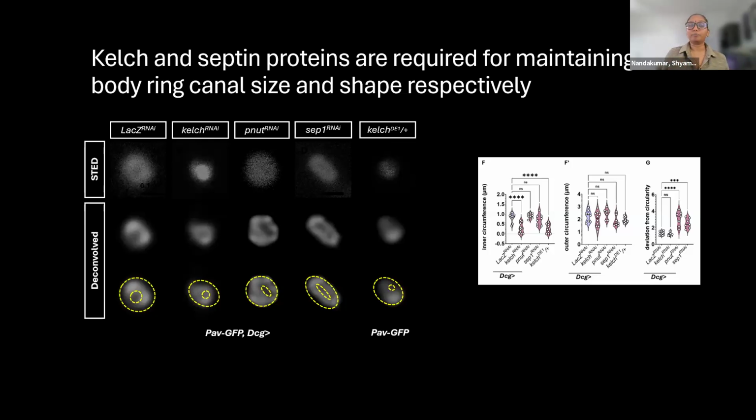And this suggests that all of these proteins are somewhat important to maintain both the size and shape of the ring canal, and that it's probably actively maintained because when I look at third instar larval stage, when the knockdown has been done much earlier in development, we still see that these proteins are required. Okay.